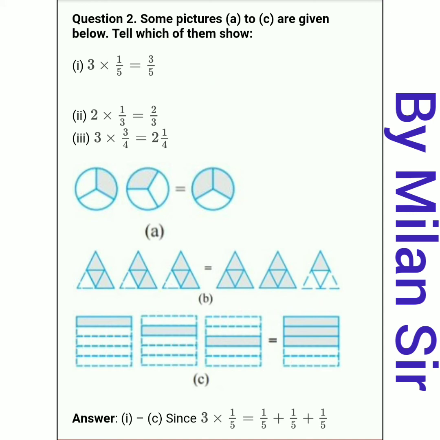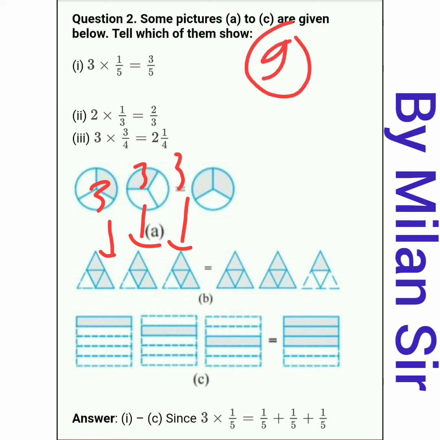Now combine this. So in total how many parts are shaded here? 3 in each figure. So in the first figure 3 parts, second figure 3 parts, and third figure 3 parts. So 3 plus 3 plus 3. So a total of 9 parts are shaded. So we need to shade 9 parts on the right hand side. So if we draw one triangle and make 4 parts, then we want a total of 9 parts, right? So in one figure we can only shade 4 parts.